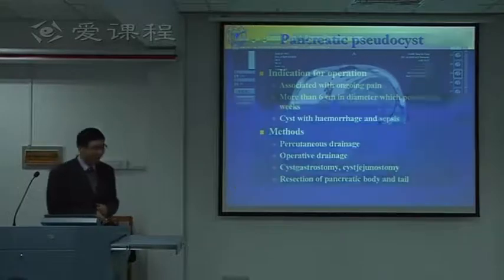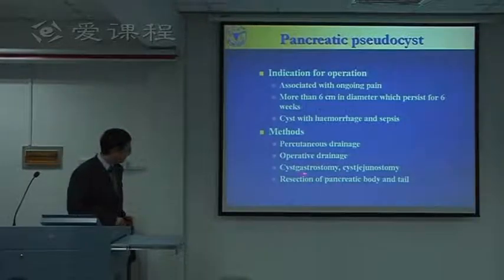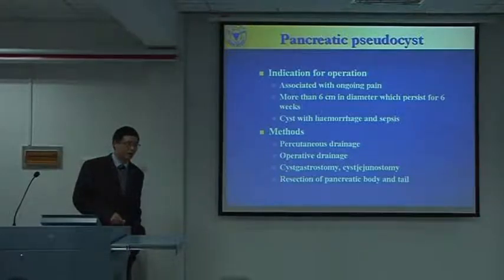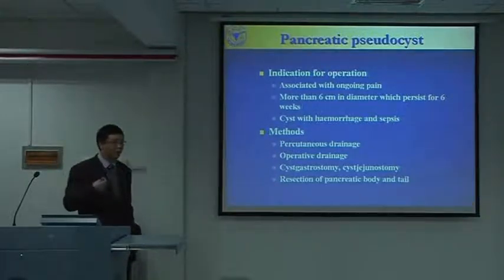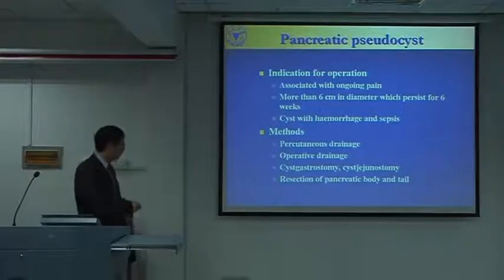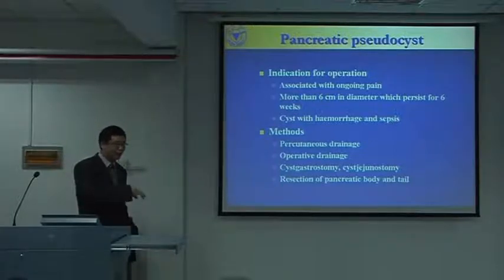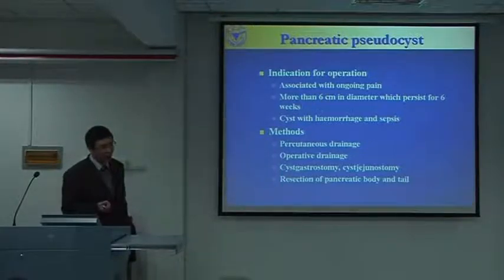Excuse me. In cyst gastrostomy and cyst jejunostomy, you're opening the cyst directly into the stomach. Now the pseudocyst has necrotic contents in it, so won't it damage the gastric epithelium or something? We will take out the necrotic tissue. And if we do the cyst gastrostomy, the pancreatic juice can drain into the stomach.